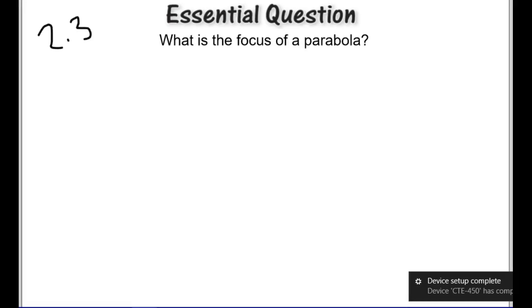All right, here we're going to be looking at section 2.3. And our essential question is, what is the focus of a parabola? So let's go ahead and look at that right now.